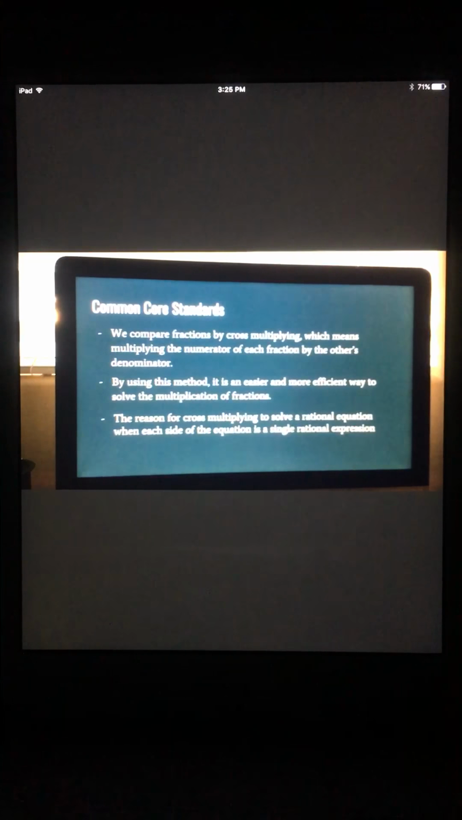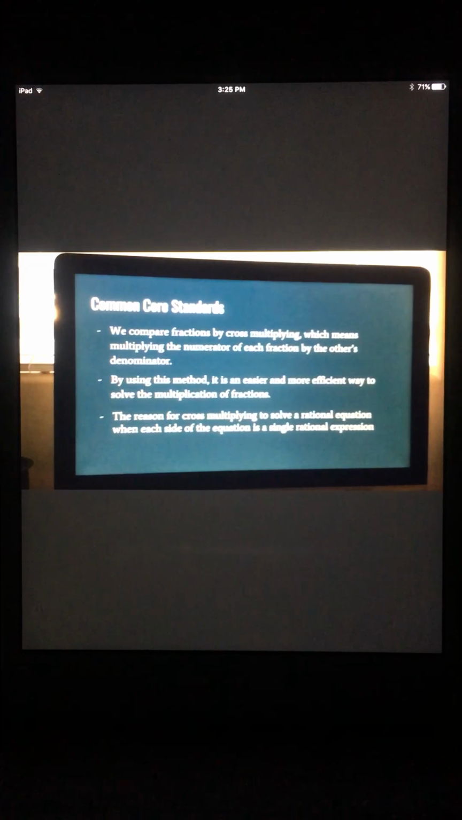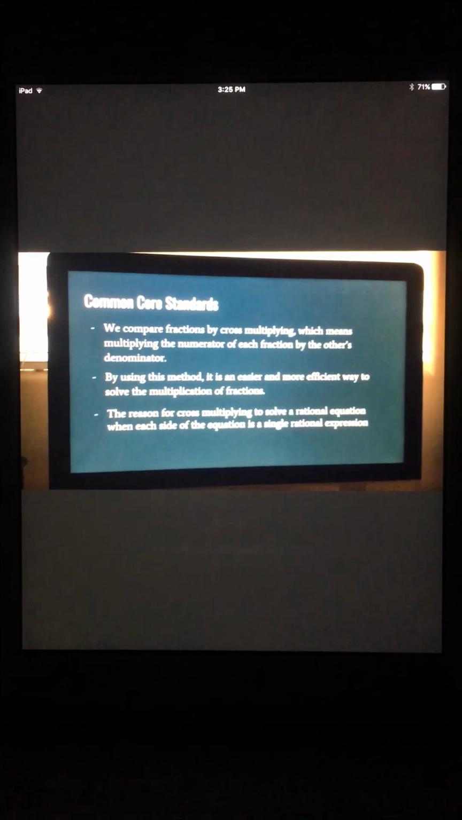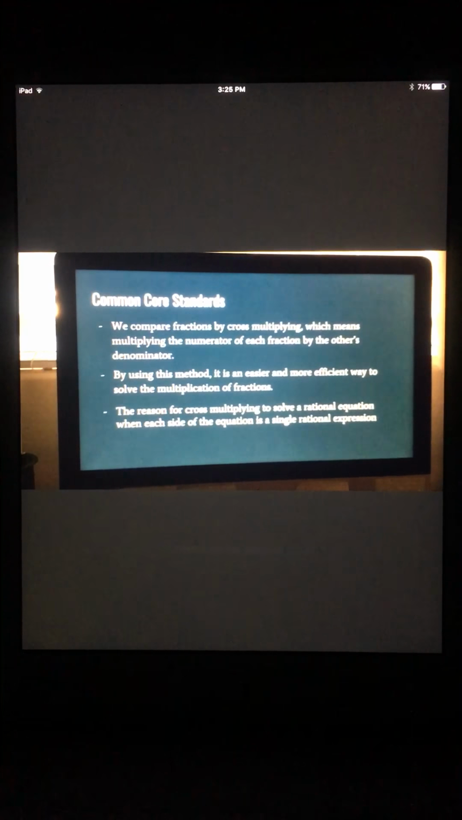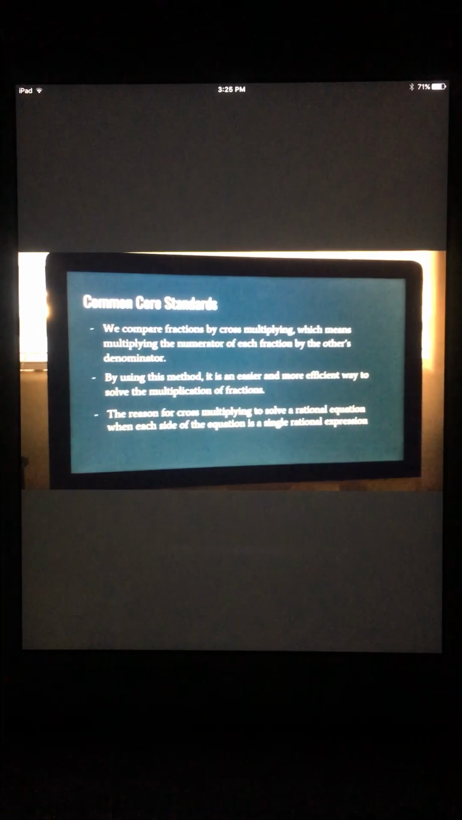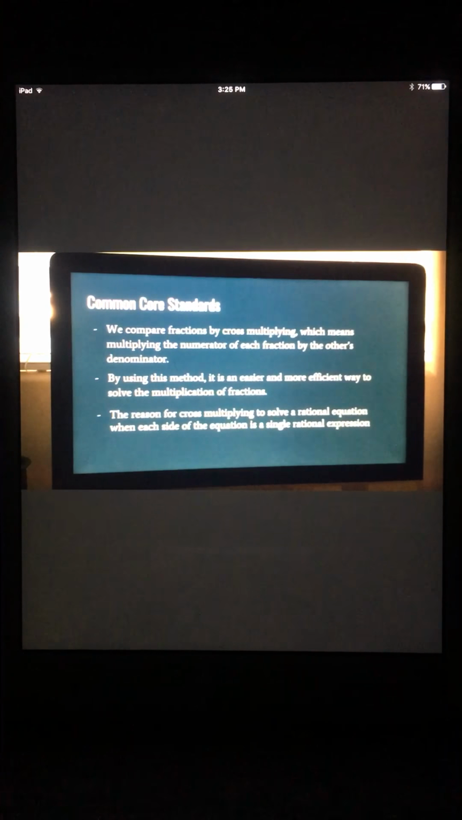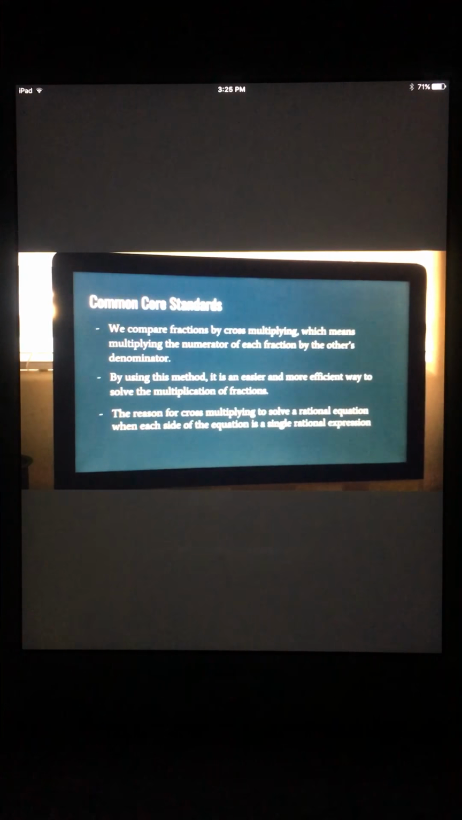So today we are going to start off by talking about the Common Core standards. We compare fractions by cross-multiplying, which means multiplying the numerator of each fraction by the other's denominator. Next, by using this method, it is an easier and more efficient way to solve the multiplication of fractions.